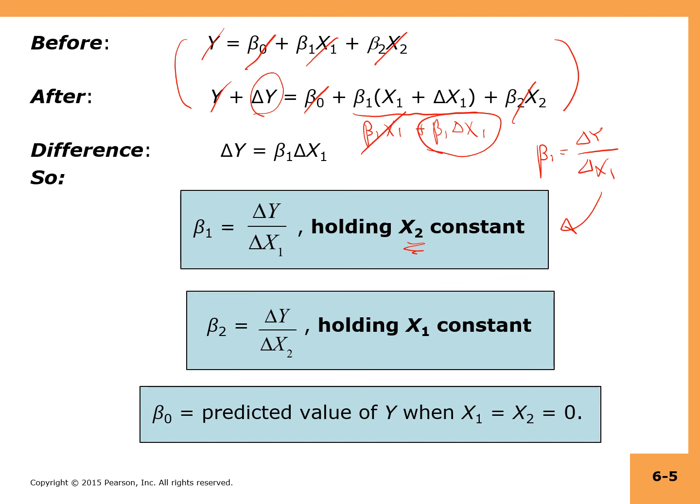This is the same thing if you solve the equation. If you change x2 by a certain amount and you don't change x1, then that is an interpretation of beta 2. So beta 2 is the change in y when x2 changes by a certain amount, holding x1 constant. As I mentioned before, beta 0 is the value of y when x1 and x2 equal 0.